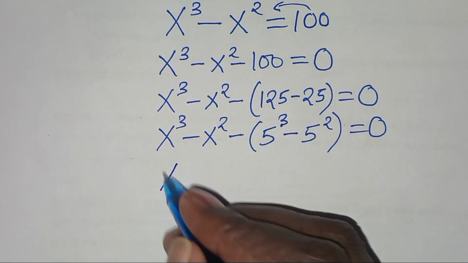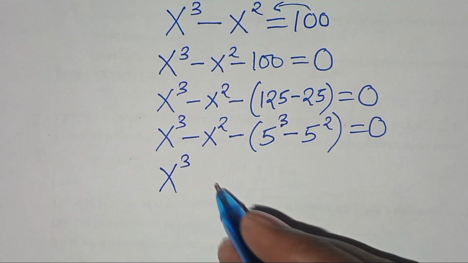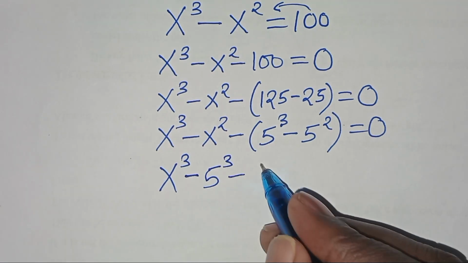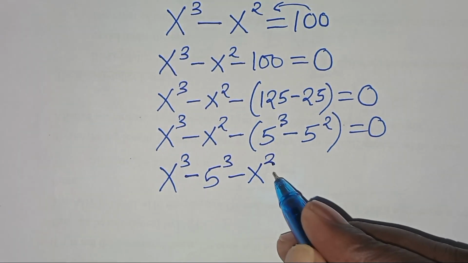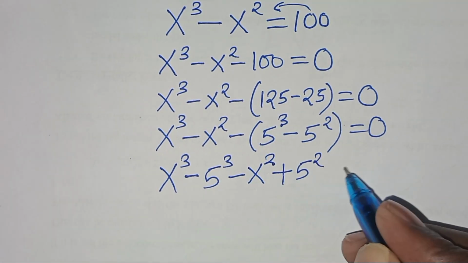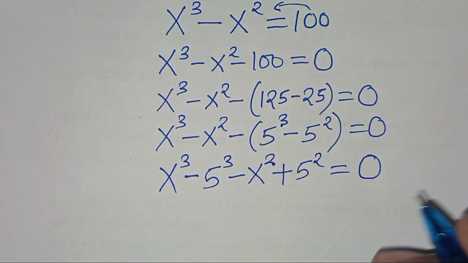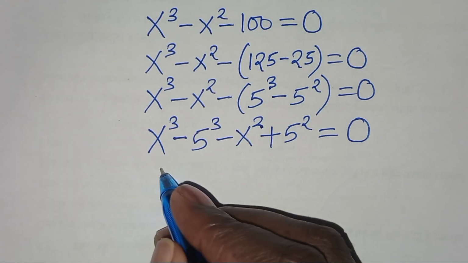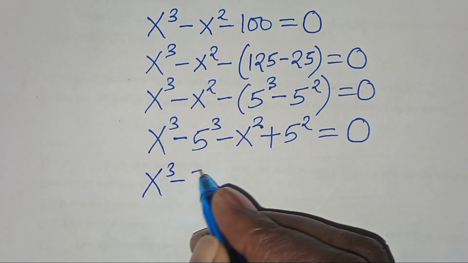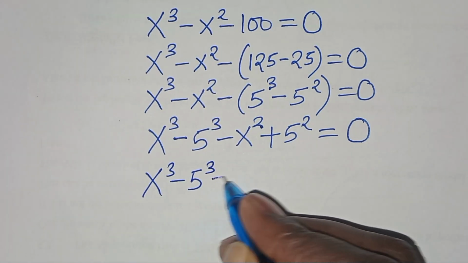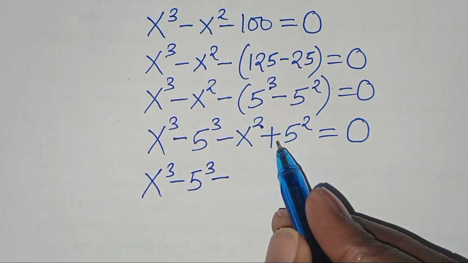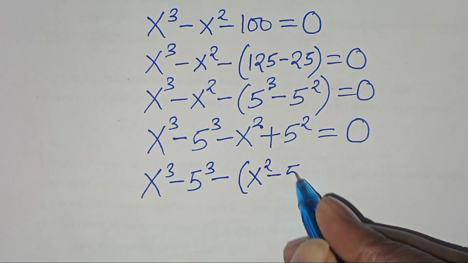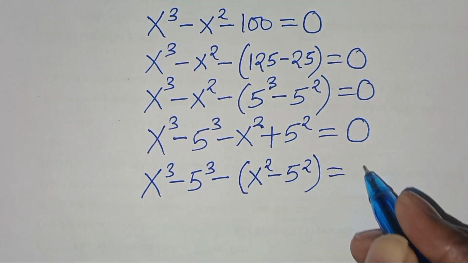Now here we have x to power 3, subtract 5 to power 3, then subtract x to power 2, plus 5 to power 2, this is equal to 0. Now we can proceed here to x to power 3, subtract 5 to power 3, subtract, we can express x squared plus 5 squared as x to power 2, subtract 5 to power 2, this is equal to 0.